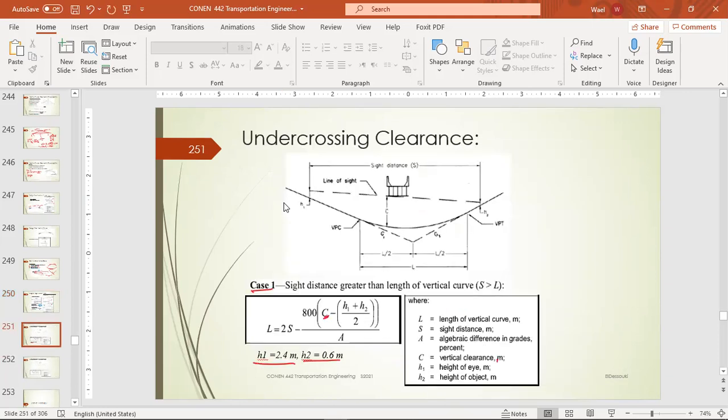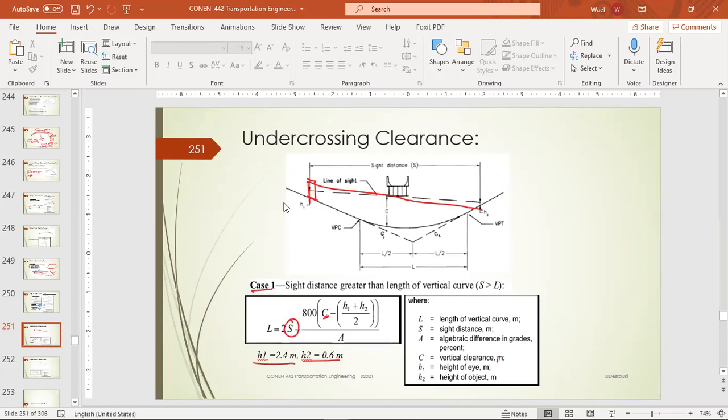The last item, or the last criterion for designing vertical curves, is basically the undercrossing clearance, especially for truck drivers, because they are seated high, so their line of sight might be obstructed due to the bridge. So we need to make sure that the undercrossing clearance is sufficient for truck drivers to be able to see with the stopping distance available.